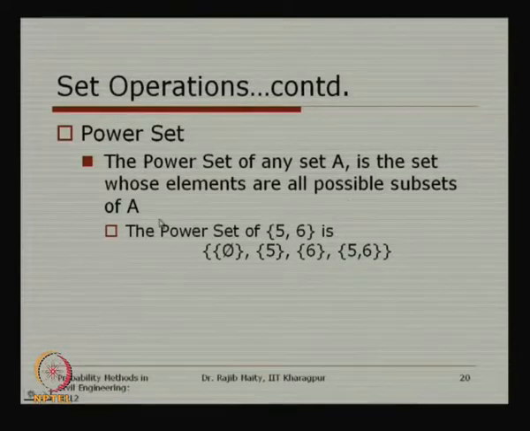I repeat, the power set of any particular set A is a set whose elements are all possible subsets of A. So if I take one set, that is {5, 6}, then the power set of this set can consist of the null set, or the first element, or the second element, or the full set {5, 6}. So there are 4 possible subsets. This is known as the power set of the set {5, 6}.